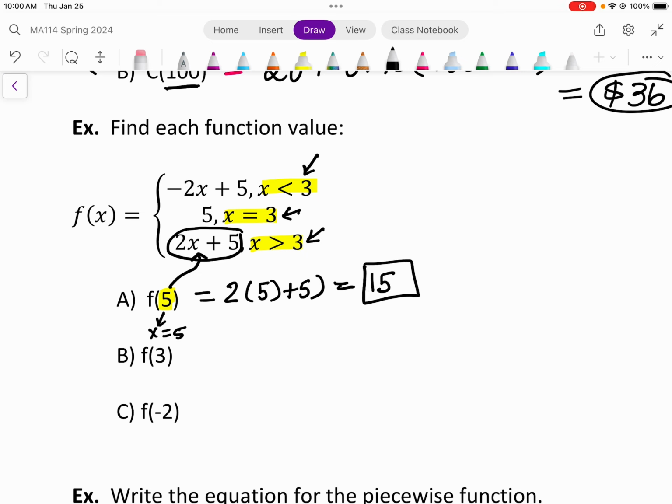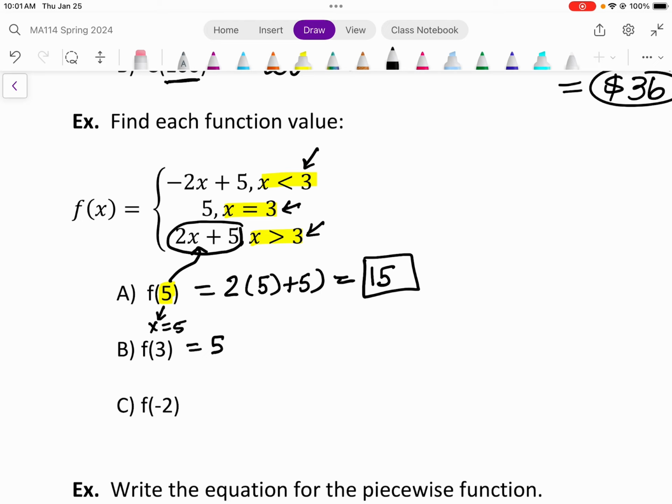All right, when x is 3, the answer is 5. That's using the second piece. And negative 2 is definitely less than 3, so I'll plug it into the first function. And there's 9.